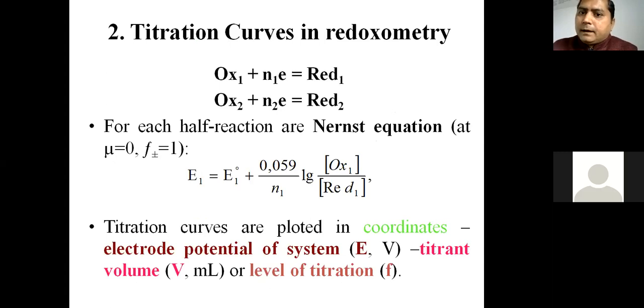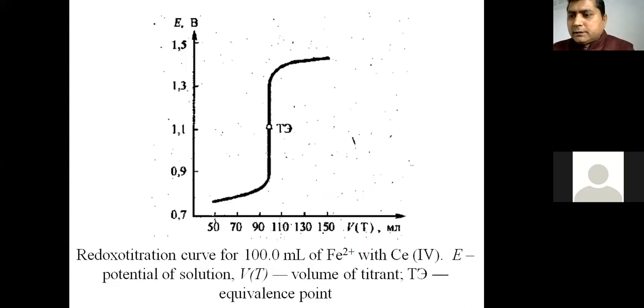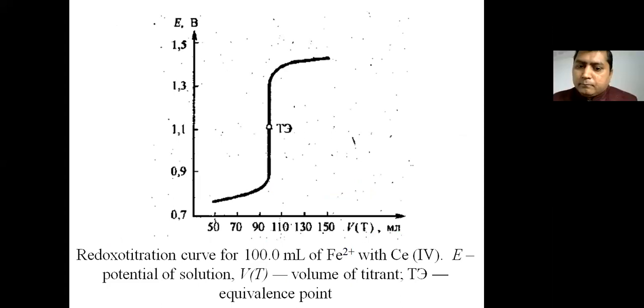And the titration curve in redoximetry titrations: one gets oxidized, another reduced. Based on the Nernst equation, we can get a redox curve. This is the curve that we had discussed previously.